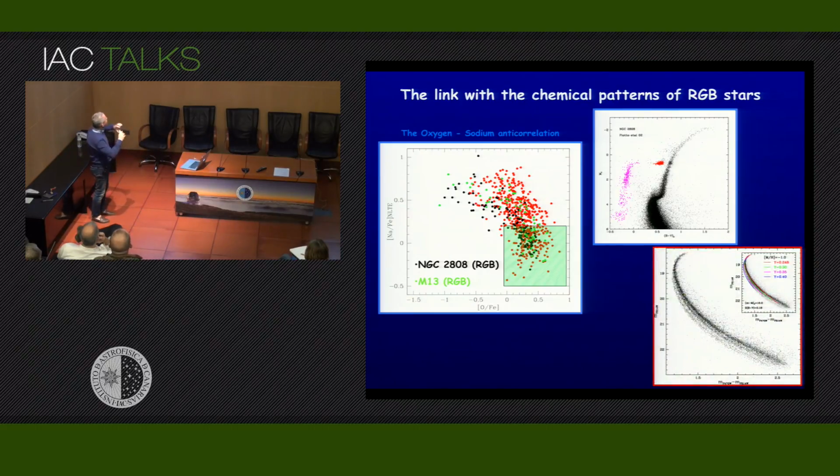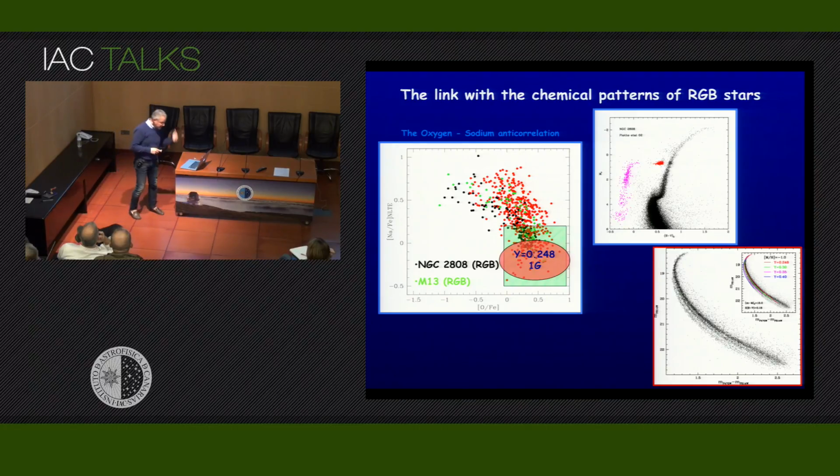Now, can we explain photometric features and spectroscopic evidence in the same scenario? The idea is the following. Now we say the most oxygen-rich, sodium-poor stars are the first generation formed in this cluster, with the canonical helium abundance, the primordial one.